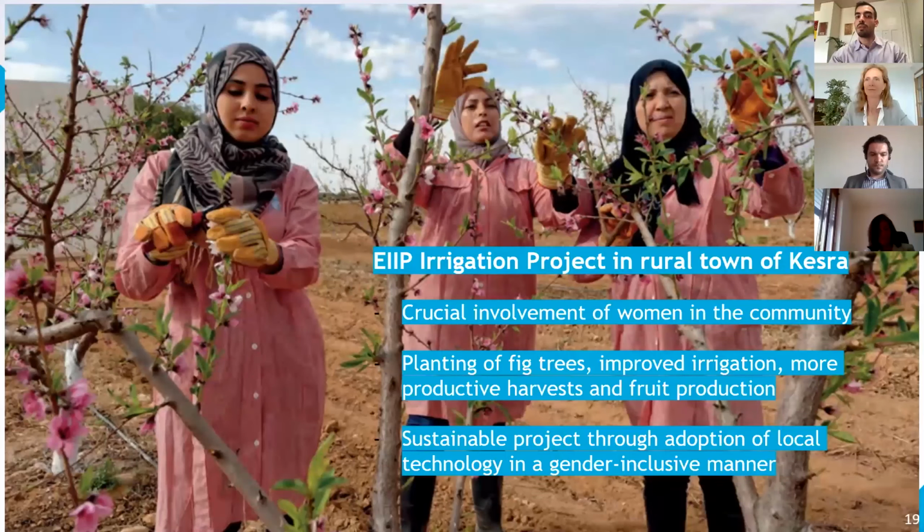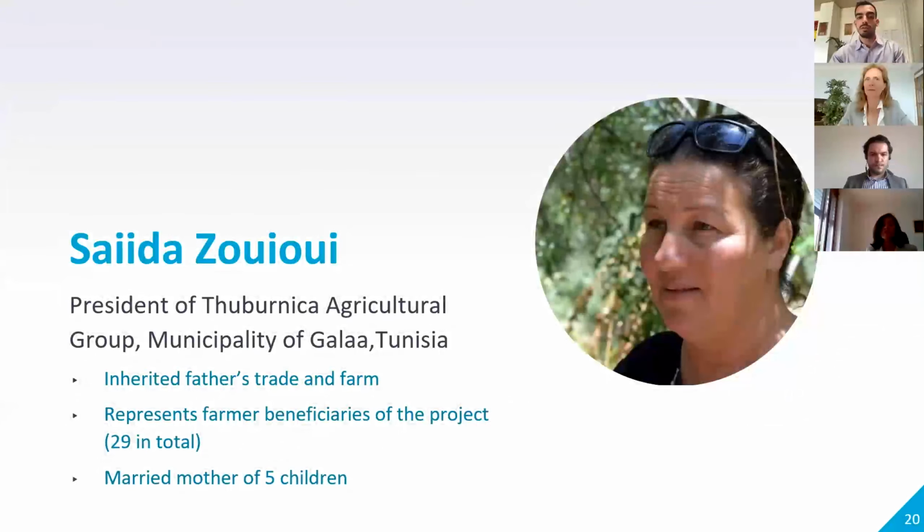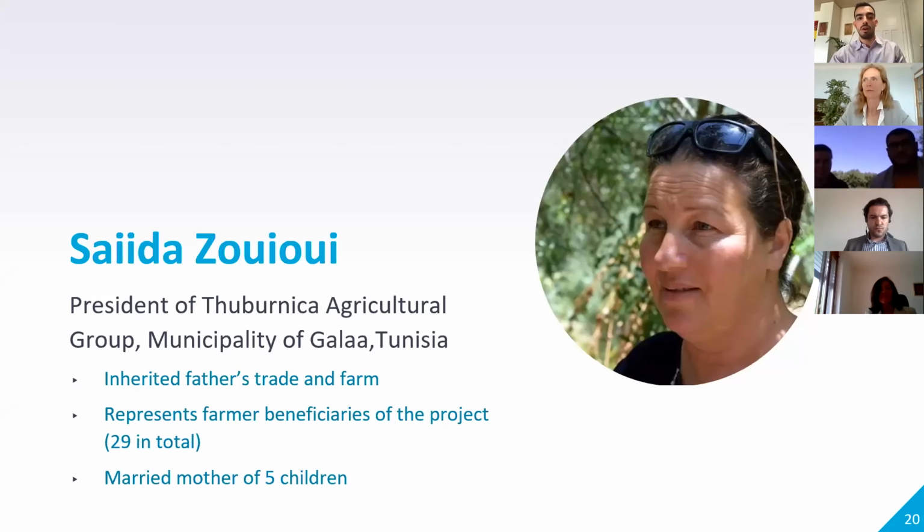Once again, the adoption of a human rights-based approach through several stages of the project, first through the identification of vulnerable groups and then through their inclusion in the planning and implementation process, resulted in sustainable solutions for the problems experienced by the community. Today, we're fortunate in having Saiida Zwawi with us, the president of the Thubrnica Agricultural Development Group, who was also part of and benefited from the joint project.